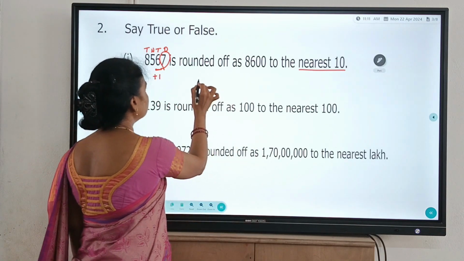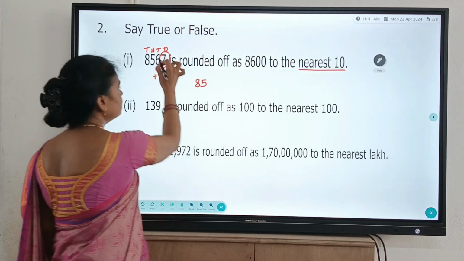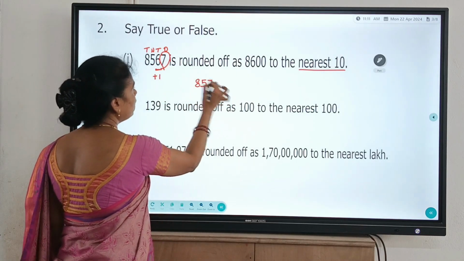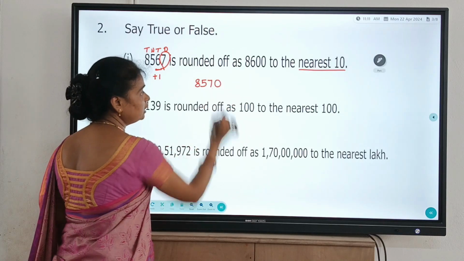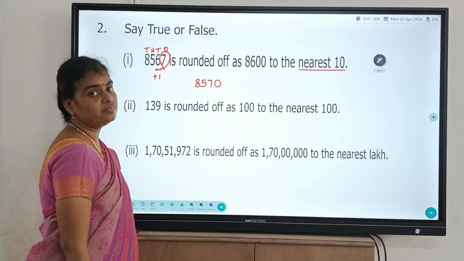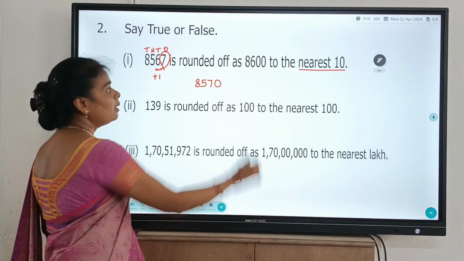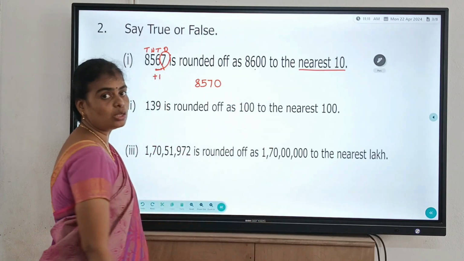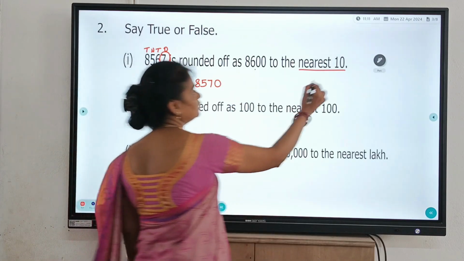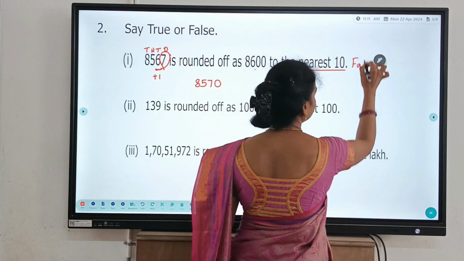So the answer becomes 8, 5, 6 plus 1 is 7, and instead of this number you will write only 0. So 8570 is the right answer, but in question it is given 8,600. So the statement is false.